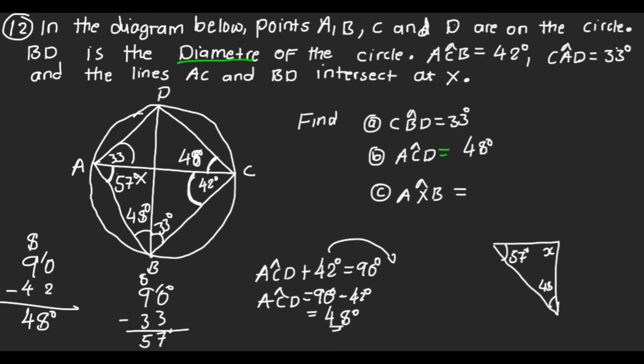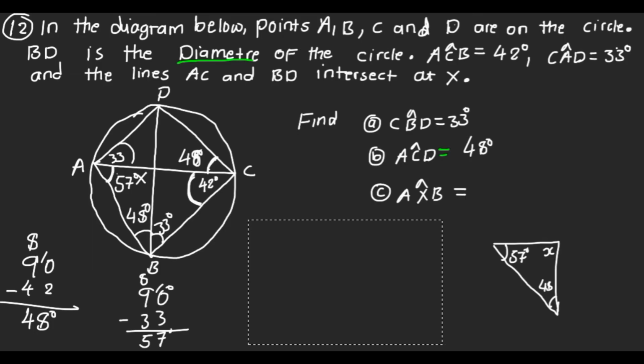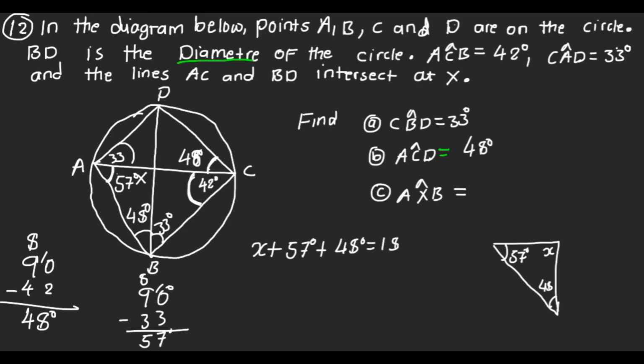So we can now find the angle x. So we know that if we add 57 plus 48 and subtract from 180, we have this angle AXB. So let us show our workings here. So this will be x plus 57 plus 48 is equal to 180. If we add 57 plus 48 it will give us 105. So you just say 57 here plus 48. So 7 plus 8 is 15. We keep the 1. 5 plus 4 is 9 plus 1 is 105. So the 57 and 48 will give us 105.